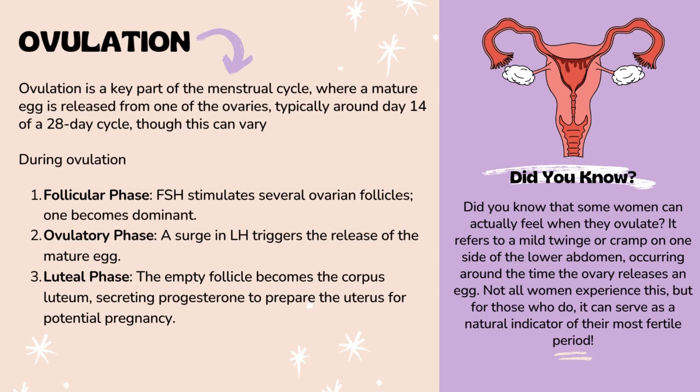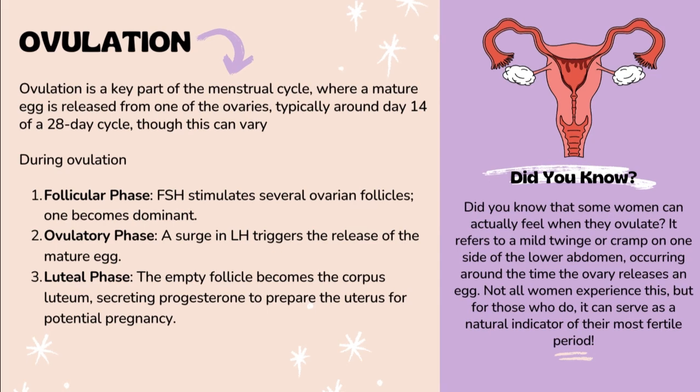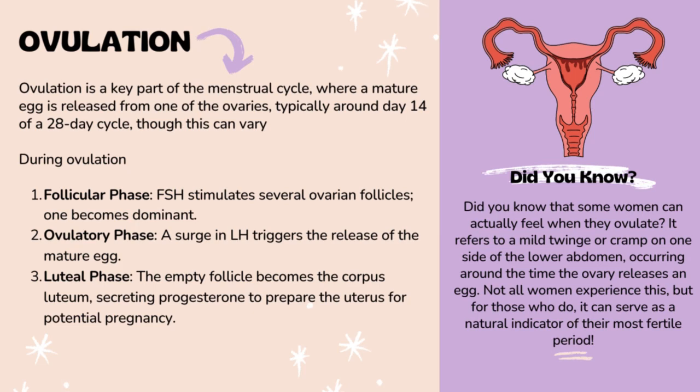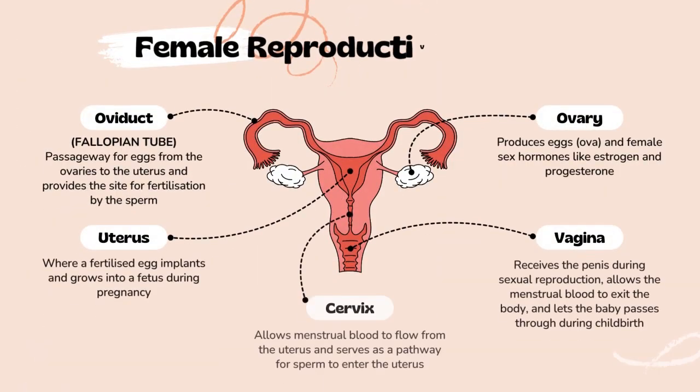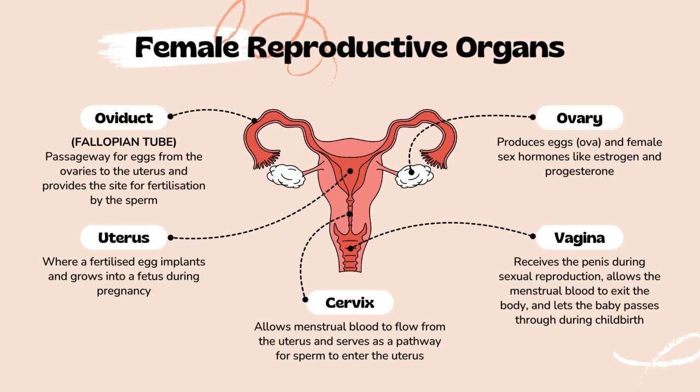Fun fact, did you know that some women can actually feel when they ovulate? It refers to a mild twinge or cramp on one side of their lower abdomen. This occurs around the time when the ovary releases an egg. Not all women experience this, but for those who do, it can serve as a natural indicator of their most fertile period.